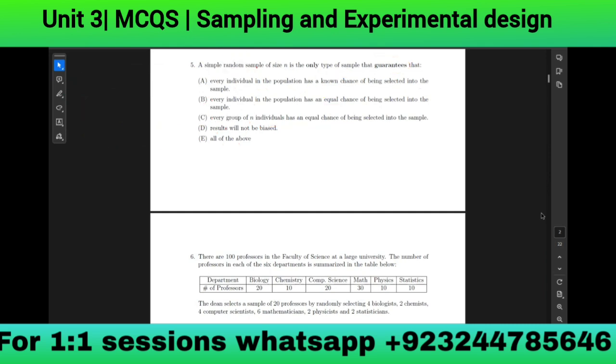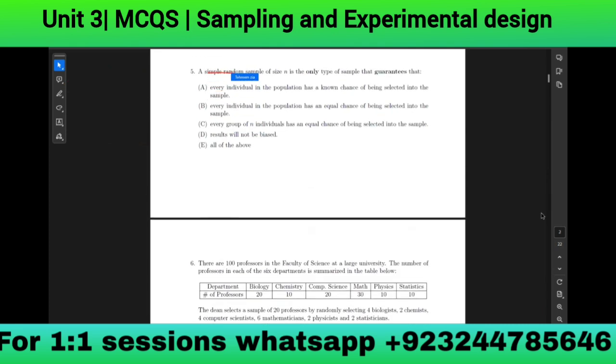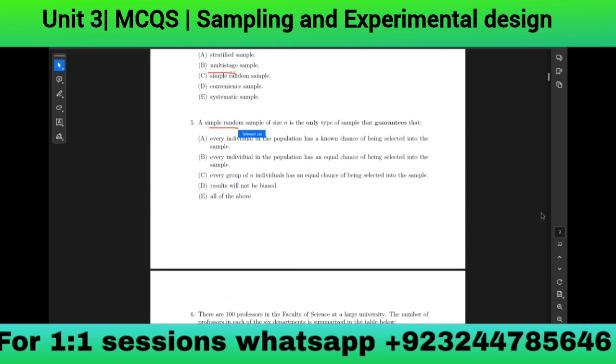Now, are you understanding what a simple random sample is? A simple random sample is a sample that guarantees that every group of individuals has an equal chance of being selected into the sample. So this is very important. This is a kind of definition of a simple random sample, that every group of individuals has an equal chance of being selected into the sample.